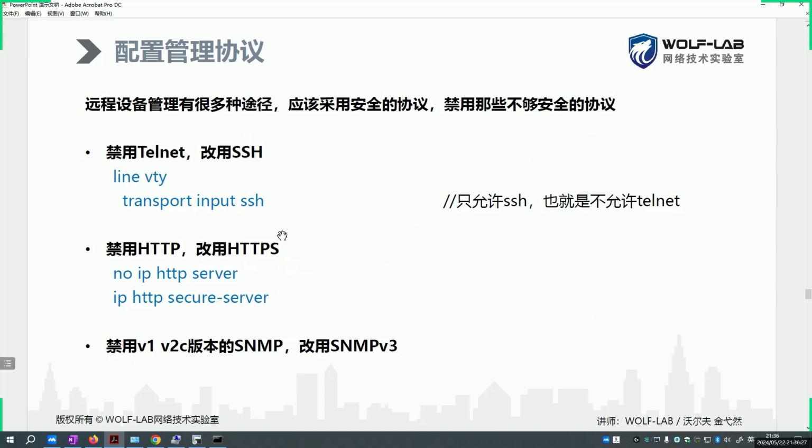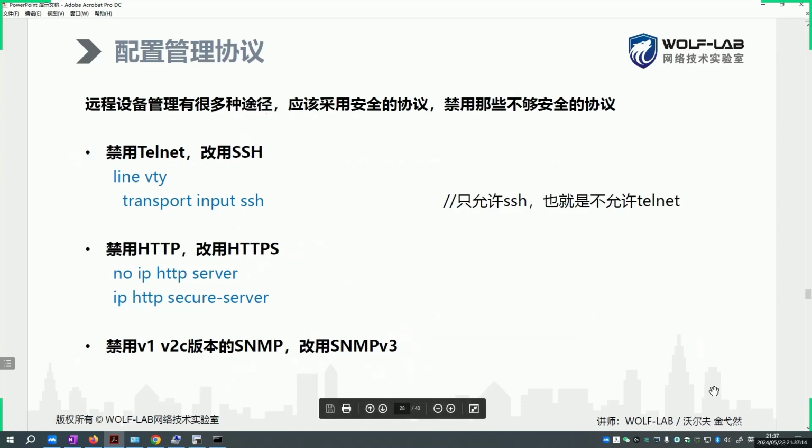Of course, we can also manage through HTTP. The difference between HTTP and HTTPS is that HTTPS is encrypted, while HTTP is in plain text. So we should choose a management protocol that can encrypt data whenever possible, such as SSH, using Secure Shell, and HTTPS, using SSL, the Secure Socket Layer. We should choose an encrypted protocol whenever possible, like SNMP, Simple Network Management Protocol, and we can choose version 3. Why choose version 3? Because it can encrypt data.